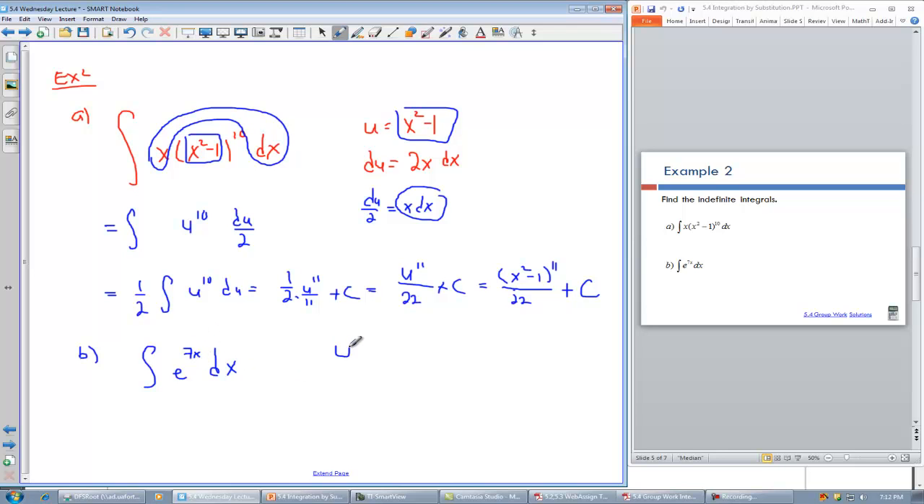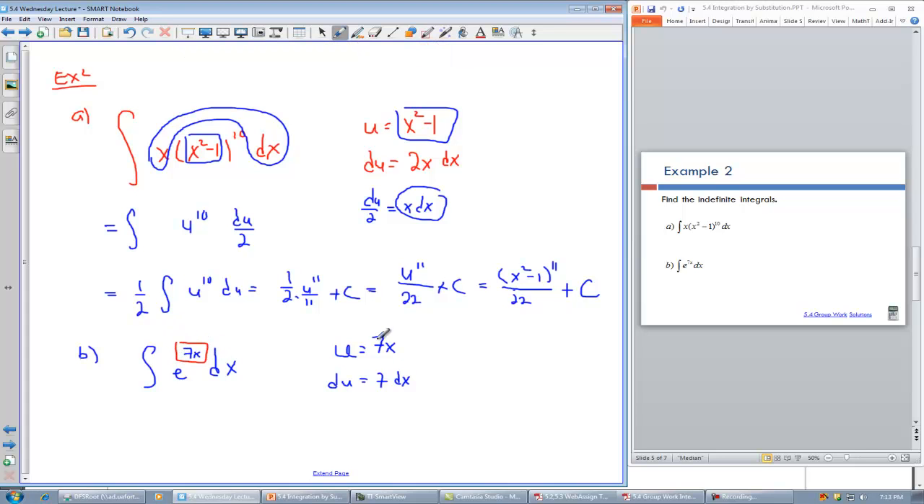So I have to let u equal, and there's only one thing it can be equal to, and that's 7x. So u is 7x, and then du is equal to 7 dx. And so I come back over here, and let's see if I can identify my part. So that's going to be my u.